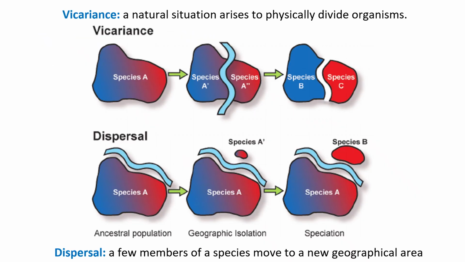The geological isolation in allopatric speciation could happen when natural selection arises and physically divides organisms within a population. That's what we can see here on the top. This is known as vicariance. Another situation is when a few members of a species from a population migrate to a new isolated location to form a new species, and this is called dispersal.